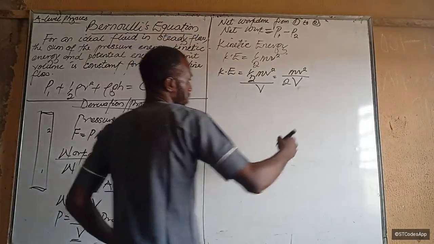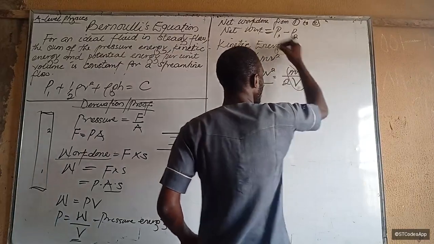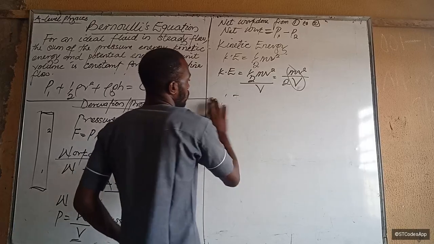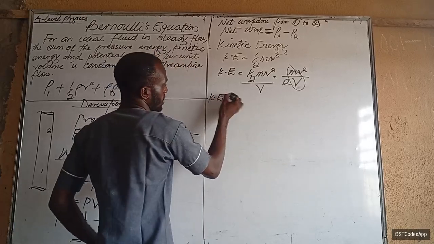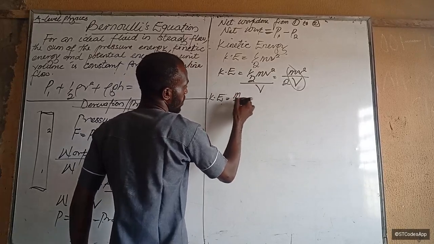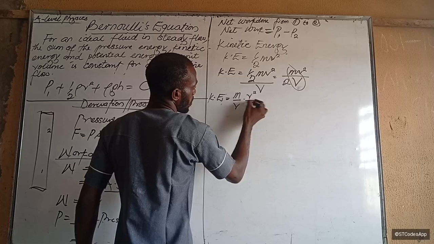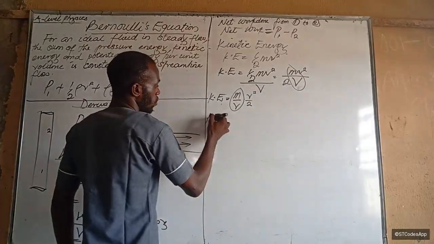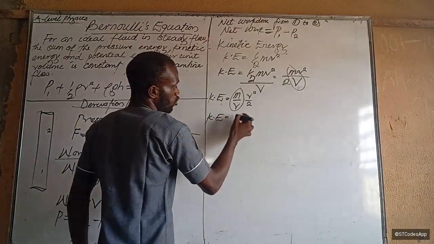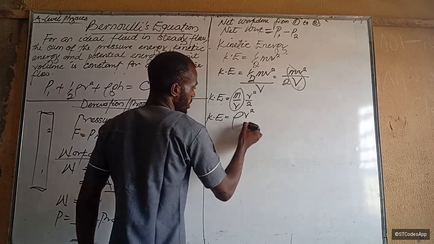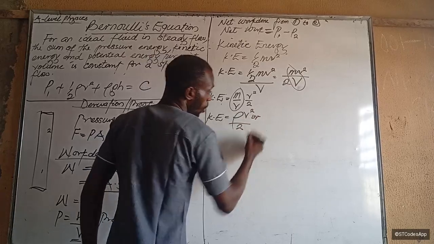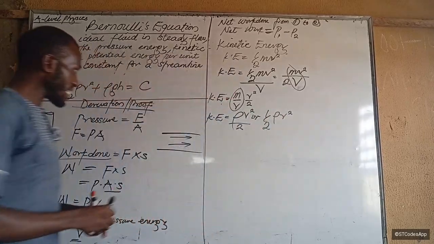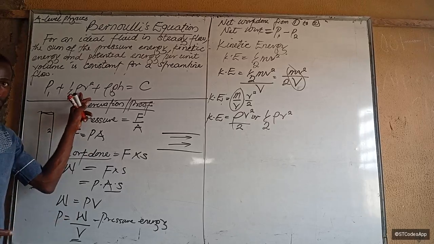Alright. And you already know that density is mass over volume. So that kinetic energy therefore is equal to, let me write it here, mass over volume dot velocity squared over 2. And mass over volume is density. So kinetic energy is going to be rho v squared over 2, or written as half rho v squared. So that's how this portion of the equation is gotten.